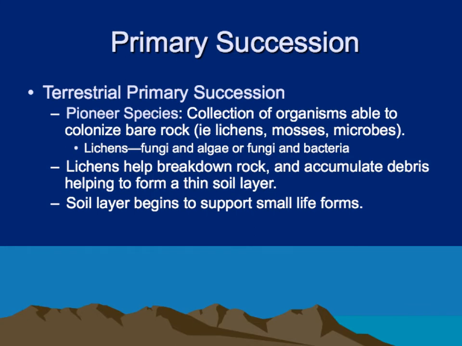So some classic organisms that you're going to see in primary succession are lichens. Lichens are a biological indicator of pH, so they're pretty awesome. They're a fungi and algae or fungi and bacteria relationship. They help break down the rock and accumulated debris, helping form a thin layer of soil, because remember, up to this point we don't even have soil. And then the soil layer begins to support small life forms. So lichens are super important.